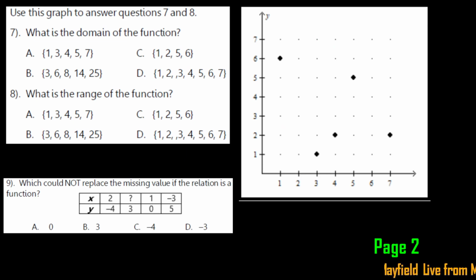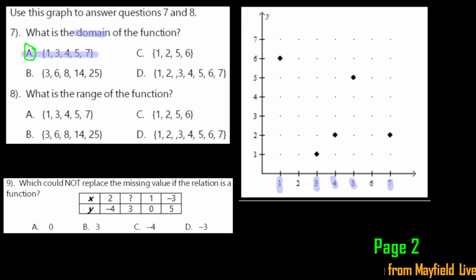And then towards the end here, it says use the graph to answer 7 and 8. So I'm going to use this graph right here. It says, what is the domain of this function? So I know those are our x values, so we're looking at this. I can look at the graph and say, all right, I have an x value at 1, I have an x value at 3, 4, 5, and 7. So very simply, I have 1, 3, 4, 5, 7, and so we know this would be good.